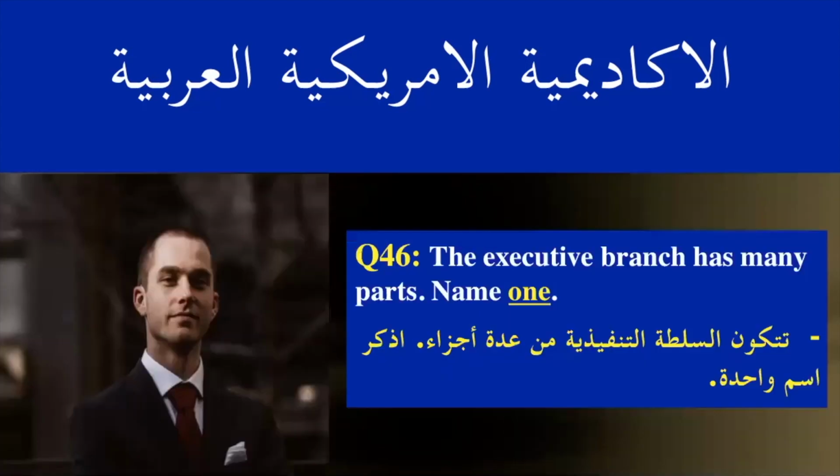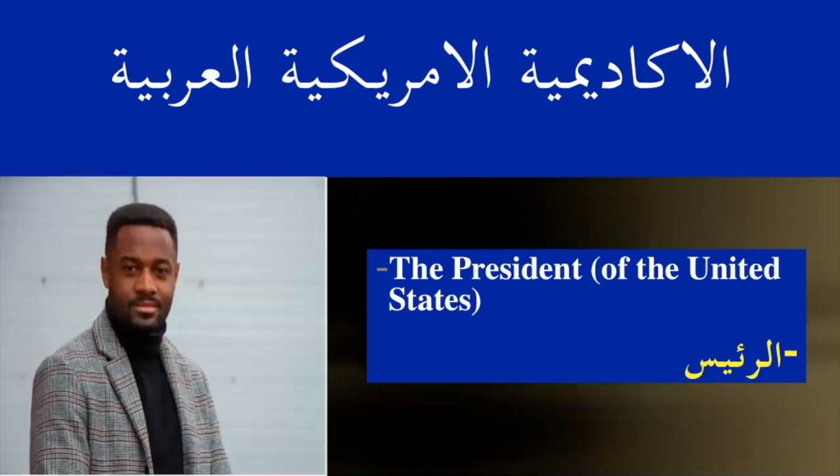السؤال السادس والأربعون. The executive branch has many parts. Name one. تتكون السلطة التنفيذية من عدة أجزاء. اذكر اسم واحدة. الجواب: The President of the United States.